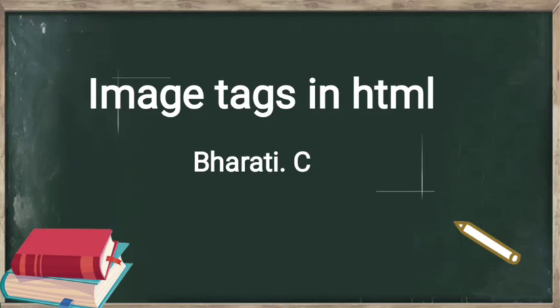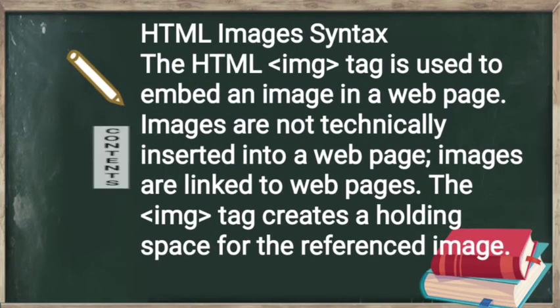Hi everyone. In this video we are discussing image tags in HTML. HTML images syntax. The HTML tag is inside the angle brackets: img. The img tag is used to embed an image in a web page. Images are not technically inserted into a web page. Images are linked to the web page. The img tag creates a holding space for the referenced image.